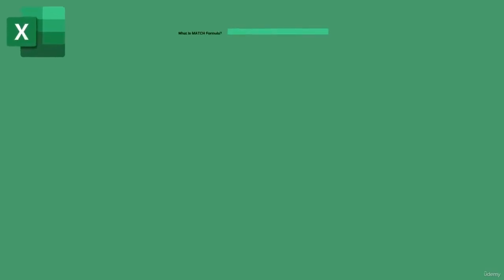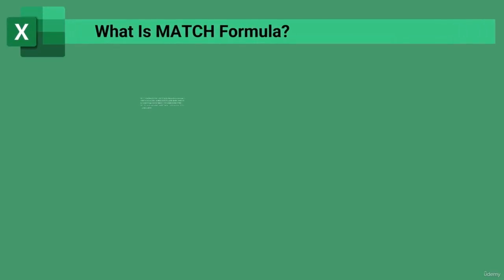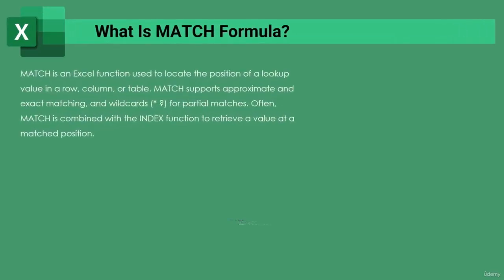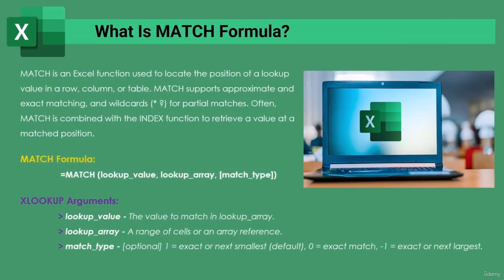For this lesson on understanding how fundamentals work in Excel, we are going to learn what the MATCH function is. MATCH is an Excel function used to locate the position of a lookup value in a row, column, or table. MATCH supports approximate and exact matching, and wildcards for partial matches. Often MATCH is combined with the INDEX function to retrieve a value at the match position.